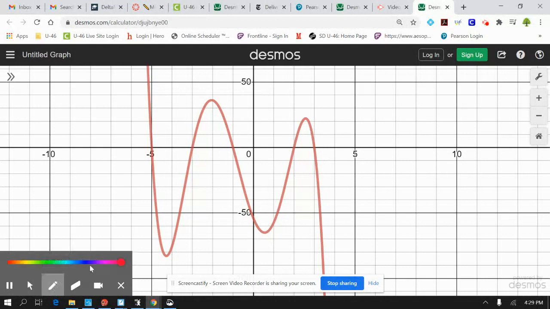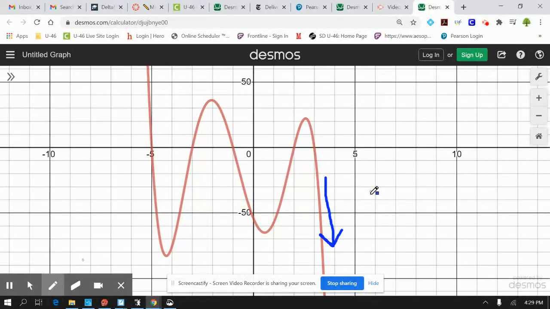Look at the end behavior to the right. To the right is going down. So that means our leading coefficient is negative since it's going down. And also the end behavior is changing. The end behavior goes down to the right and up to the left. So since our end behavior changes, our degree is odd. This is an odd degree polynomial.